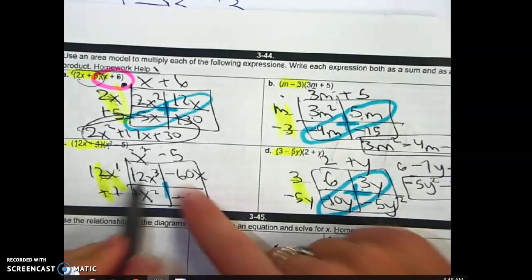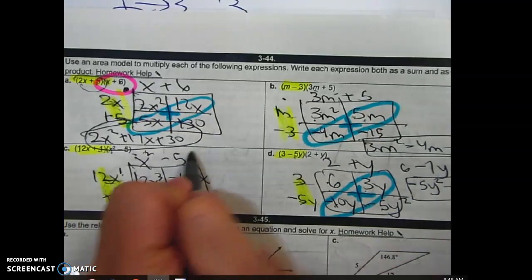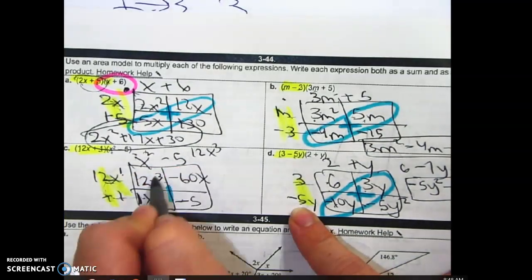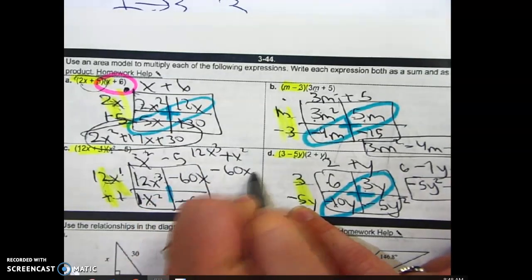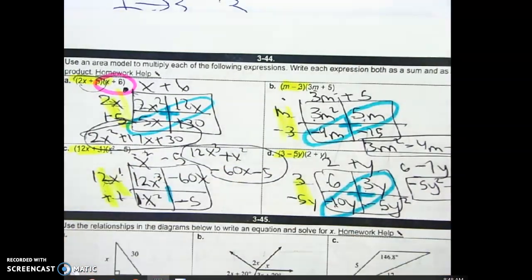Last one, none of them were the same, so just go highest to lowest. So 12x cubed, then I'm going to go to the x squared, then I'm going to go to the x, and then I'm going to go to the number. Okay. All right, let's go to this one right here.